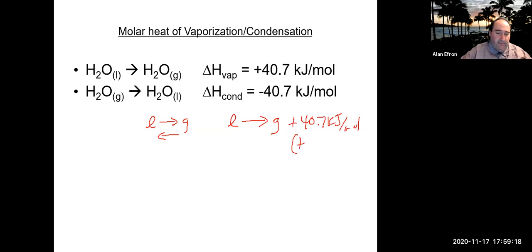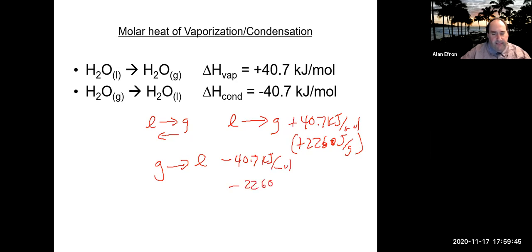which, give or take, is positive 2260 joules per gram. In terms of energy required, again, not to change the temperature, but simply to take liquid water at 100 degrees Celsius to gas at 100 degrees Celsius, or steam at 100 degrees Celsius. And going the opposite way, going back from gas to liquid, it's minus 40.7 kilojoules per mole, or minus 2260 joules per gram. And that is an exothermic process here. Again, our negative number indicating that as well.